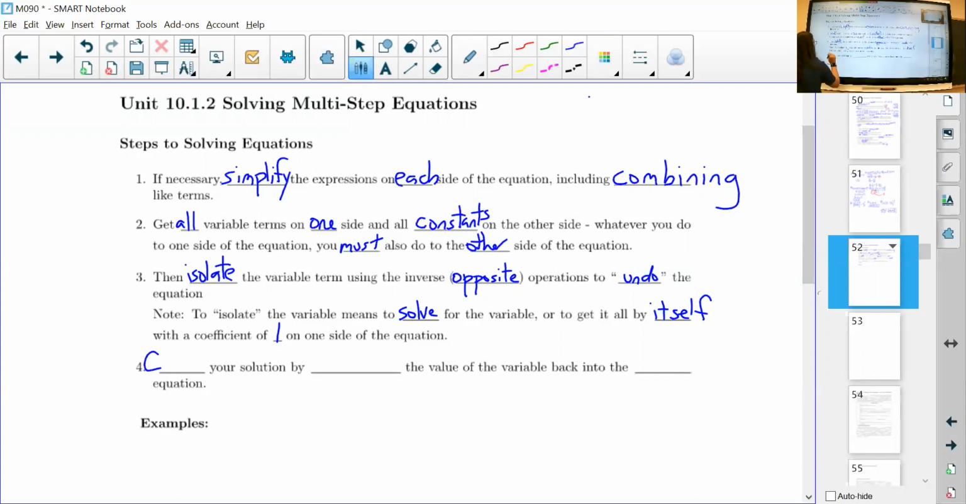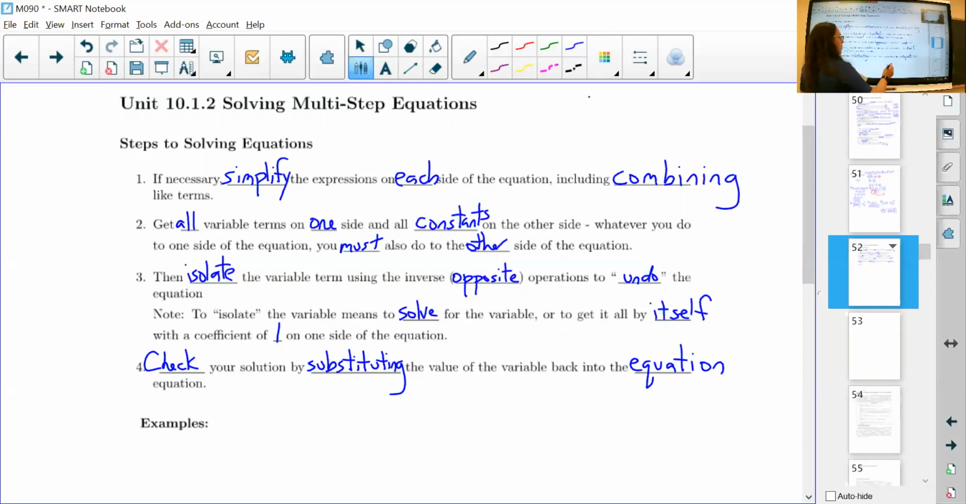Finally, this is really important. We want to check the solution by substituting the value of the variable back into the equation. We want to make sure that's true. So basically plug it back in and check your work.